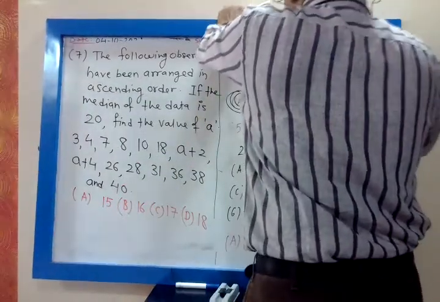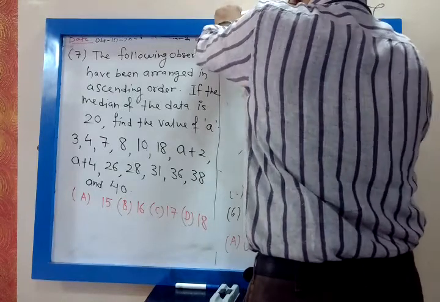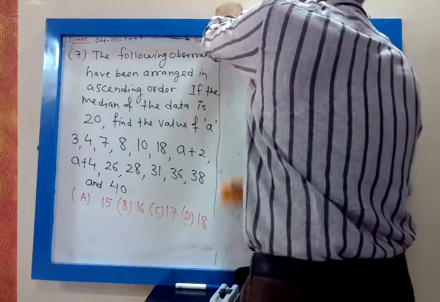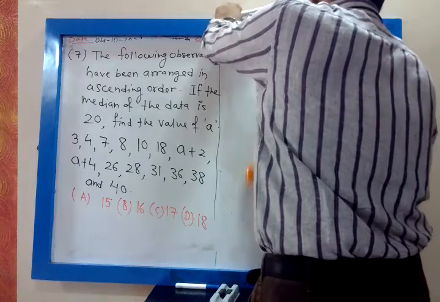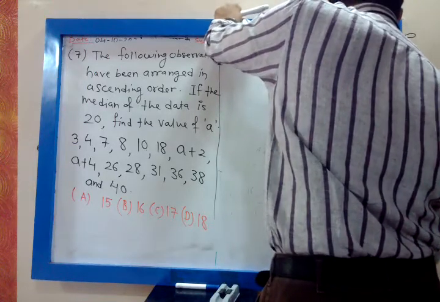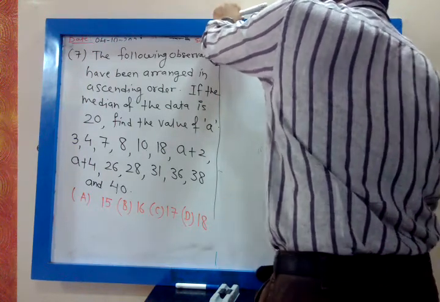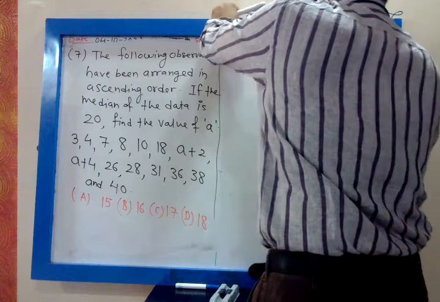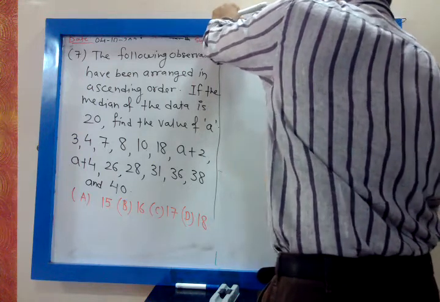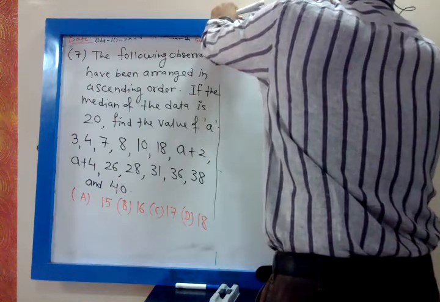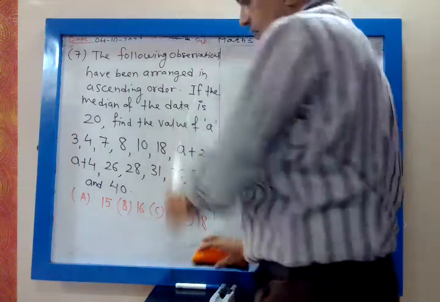So don't be in a hurry. Read the question. Try to understand the question. Data is already given in the ascending order. Here median is also given. Median is given 20. Find the value of a.